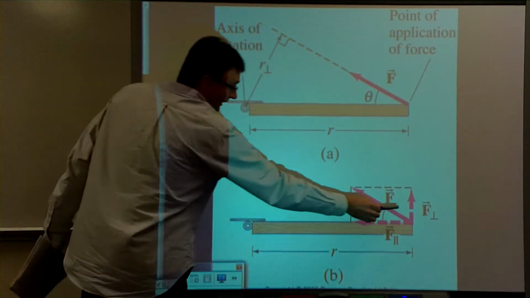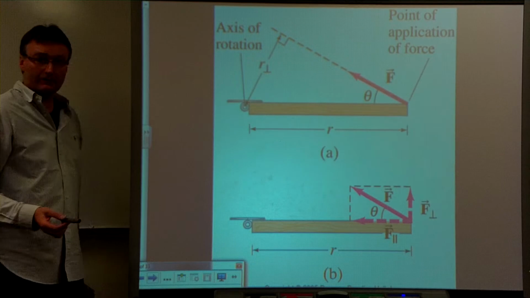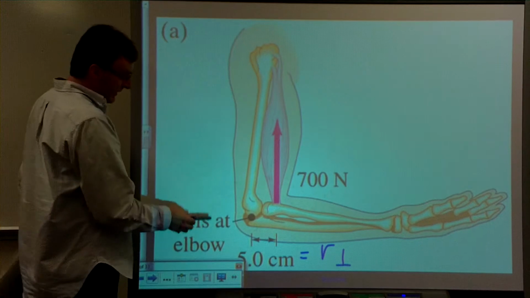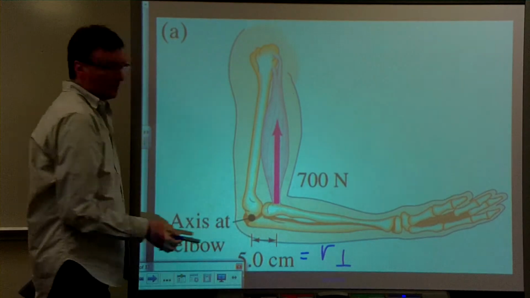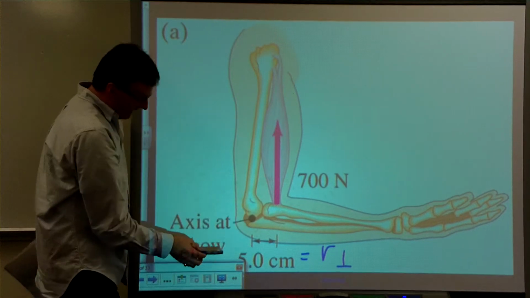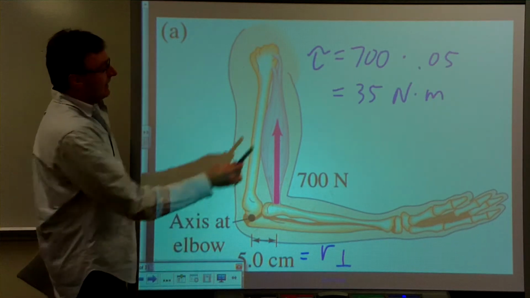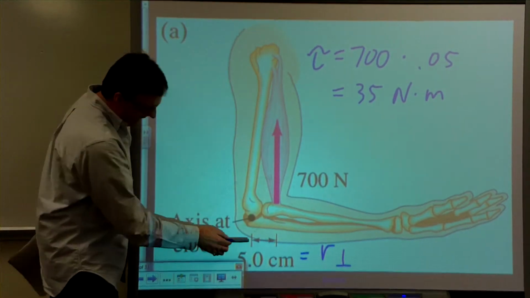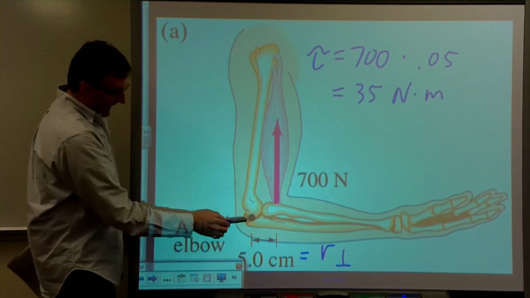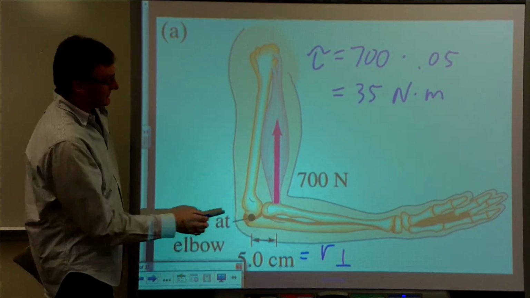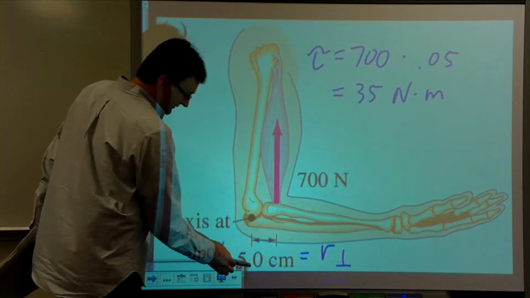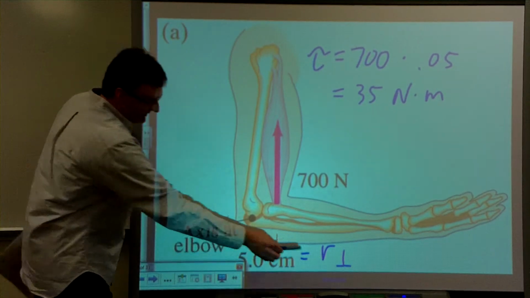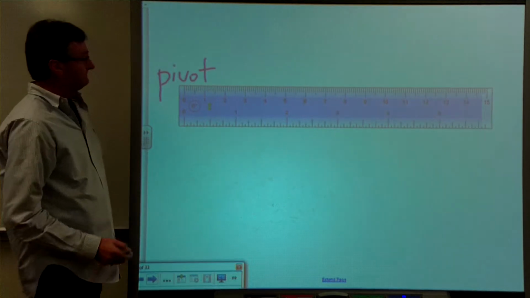Now, most of the time, you'll probably be using the perpendicular component of the force. But sometimes you want to use this. And here's an example where the perpendicular distance works better. So this would be producing a torque from 700, which is the force produced by the bicep muscle here. And the perpendicular distance that it's acting from the pivot point, or the axis of rotation, is 0.05 meters. And so the torque then is 35 Newton meters. So here's an example where the perpendicular distance is easier to use.